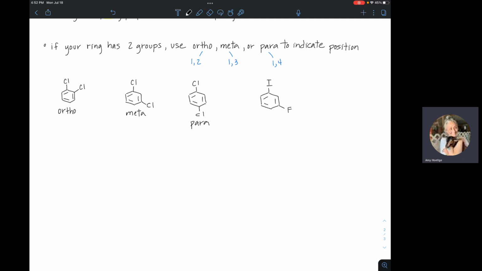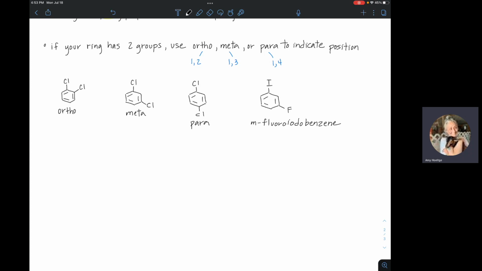So if I had something like this, just to switch things up a little bit. I have an iodine there on one of the carbons. I have a fluorine on one of the other carbons. They are in the 1, 3 position relative to each other. So this is meta, or you could just have a little m, fluoro, iodobenzene. So you just alphabetize them. That little m tells somebody that they are 1, 3 relative to each other. One of them is on carbon 1, the other one's on carbon 3.